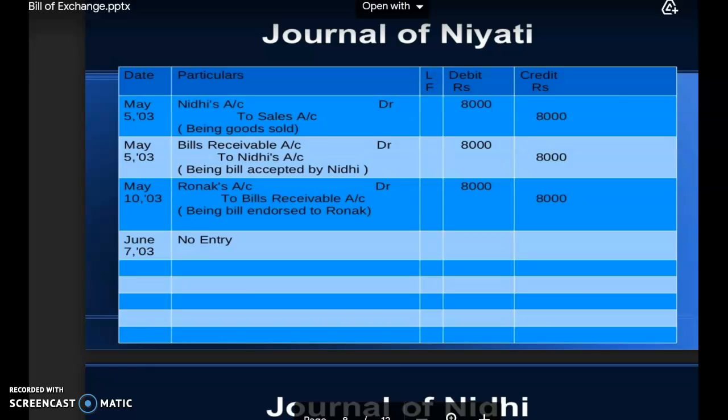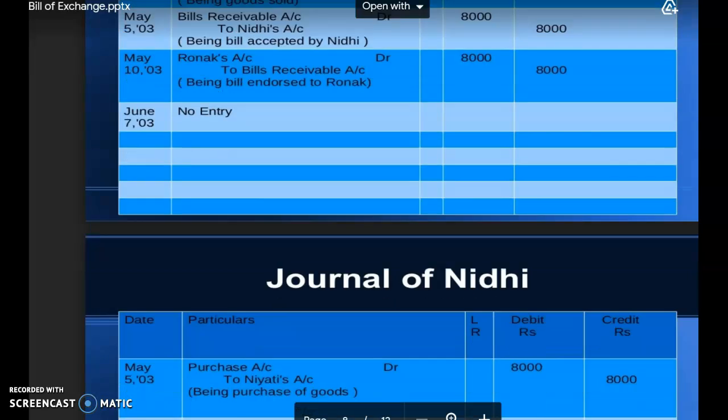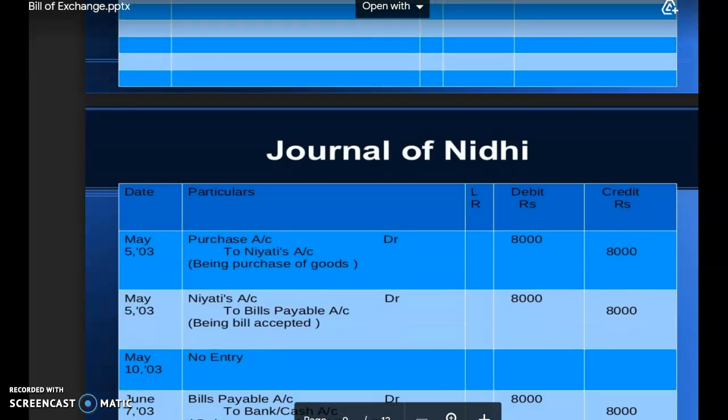There will not be any corresponding entry with reference to endorsement in the books of Nidhi. As I told you, the drawee is in no way concerned about the use of the bill. It is the full discretion of the drawer whether and whatever use he wants to make of that bill of exchange. So automatically, for endorsement, there is no entry in the books of the drawee, that is Nidhi.